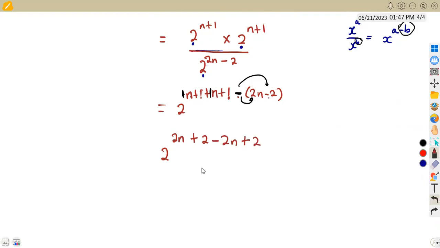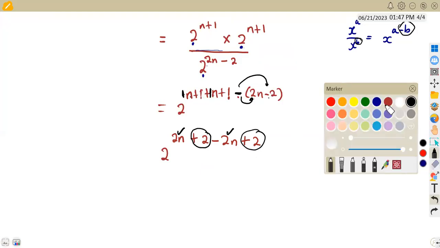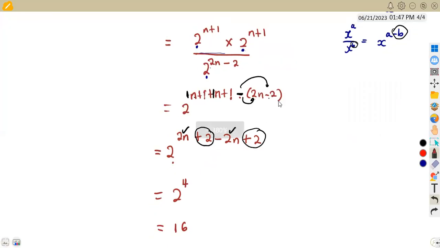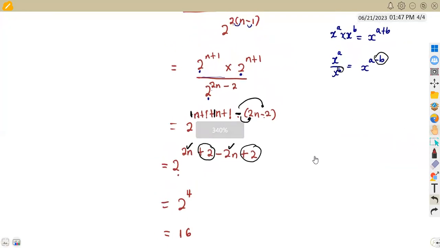All right, so from this part, we can collect our like terms just like the previous part. Again, we've got 2n minus 2n, that's a 0. So we remain with the 2 plus 2. If we add 2 plus 2, that's a 4. But remember, this is under the base of 2. So we are having 2 to the exponent of 4, which we can simplify. 2 times 2 times 2 times 2 gives us a 16. Or we can just use our calculator directly to simplify 2 to the exponent of 4.